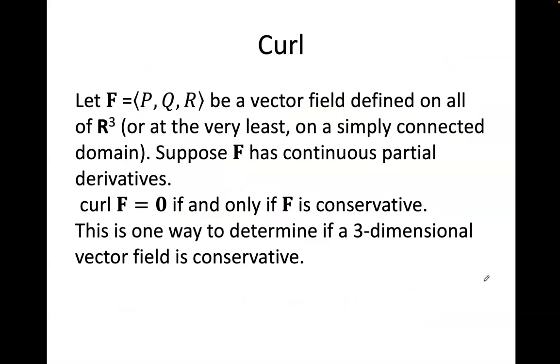Let f equal (P, Q, R) be a vector field defined on all of R^3, or at the very least on a simply connected domain. Suppose f has continuous partial derivatives. The curl of f equals 0 if and only if f is conservative. So this is one way to determine if a three-dimensional vector field is conservative: evaluate its curl.